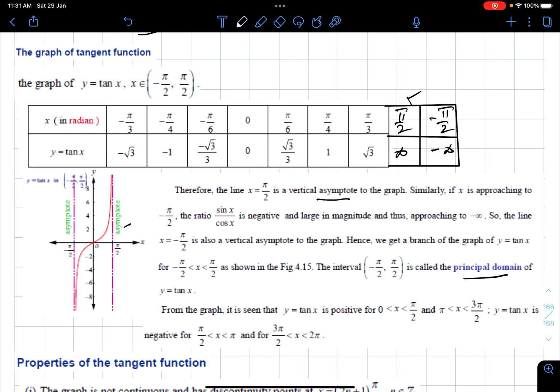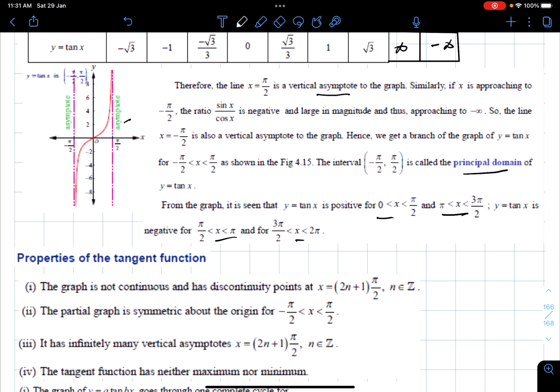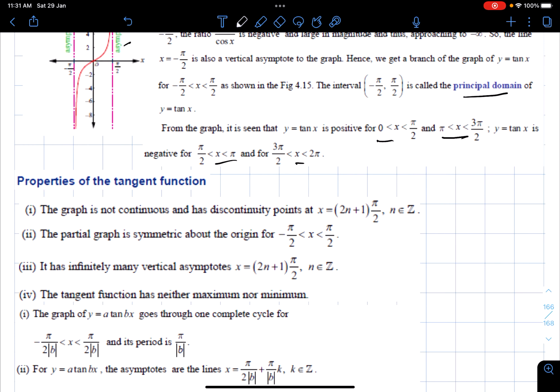From the graph, it is seen that y equal to tan x is positive for 0 less than x less than pi by 2, and negative for pi by 2 less than x less than pi. So in two intervals it is positive, and in two intervals it is negative. Now the properties of the tangent function. The graph is not continuous; it has discontinuity at x equal to (2n plus 1) pi by 2, odd multiples of pi by 2, that is pi by 2, 3 pi by 2, and so on, where n belongs to Z.